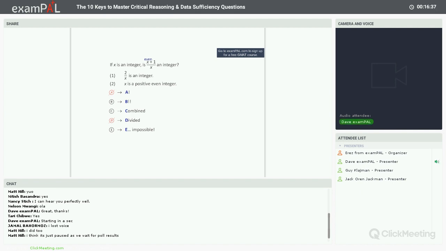If x is a positive even integer, then we have an even integer plus 1 divided by an even integer. That means an odd integer divided by an even integer, which is never going to be an integer. 3 divided by 2, 5 divided by 4, never going to be an integer, which gives us our answer. Statement number 2 on its own is sufficient to answer the question. Statement 2b is our answer.